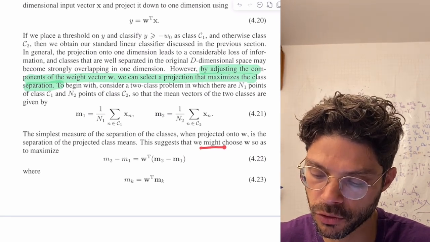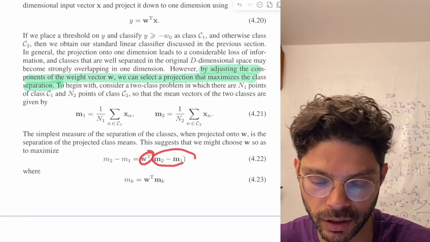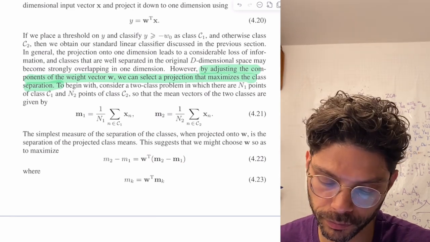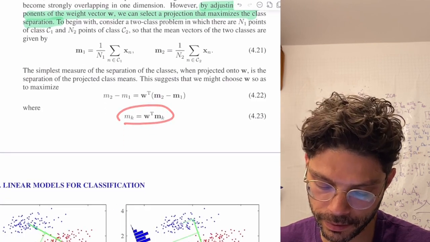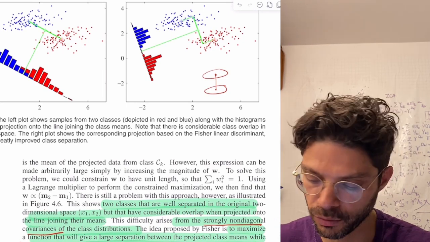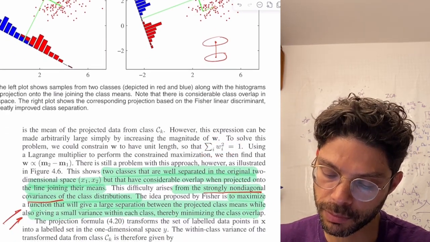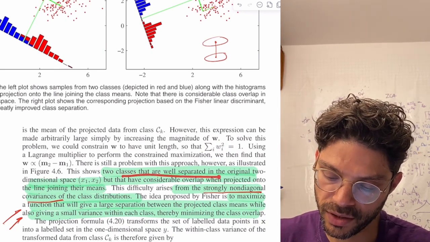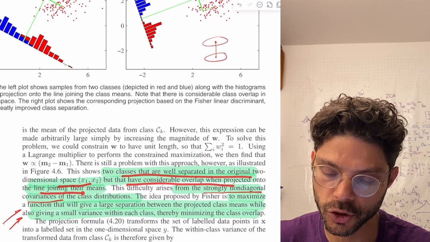So this suggests that we might choose w so as to maximize the projection of that difference onto our weight, where these are the class means. But this expression can be made arbitrarily large, so we have to make sure w has length 1. But there's still a problem with this approach, which is what we just saw: two classes that are well separated in the original two-dimensional space but have considerable overlap when projected onto the line joining their means.